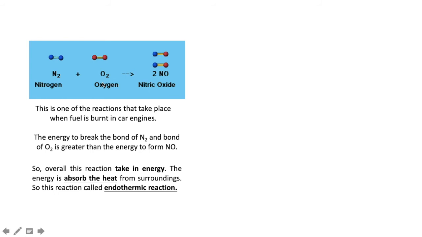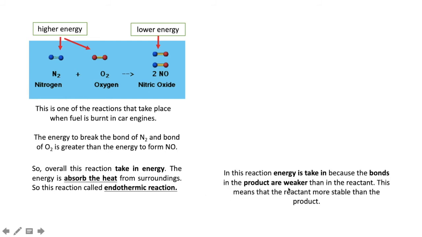Nitrogen plus oxygen yields nitric oxide. The energy to break the bonds of nitrogen and oxygen is greater than the energy to form NO. So overall the reaction takes in energy. The energy is absorbed as heat from the surroundings. So this reaction is called an endothermic reaction. In this reaction, energy is taken in because the bonds in the product are weaker than in the reactants. This means that the reactants are more stable than the product.